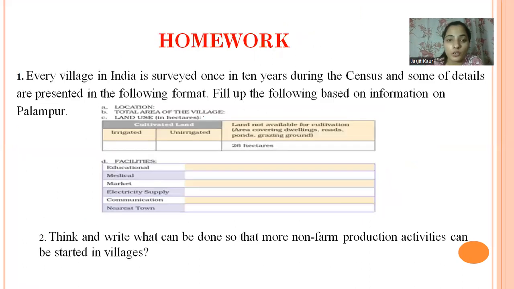So now here is one homework for you. Every village in India is surveyed once in 10 years during the census, and some of the details are presented in the following format. Fill up the following based on the information of Palampur. So this is the format. You have to fill in the information related to village Palampur in this format, and then think and write what can be done so that more non-farm production activities can be started in villages. Like what can be done so that non-farming activities can be promoted more in the village area also.